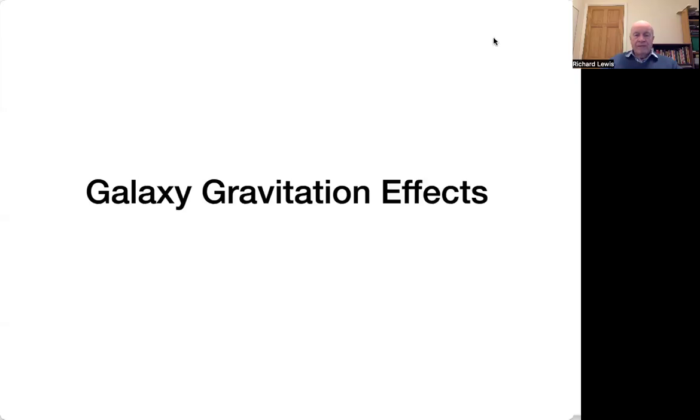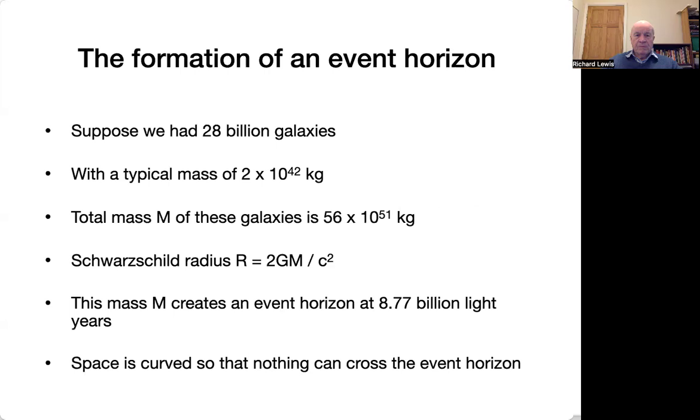Today, we're going to look at the effect of gravitation within the universe. And we'll take as a starting point 28 billion galaxies with a typical mass of 2.2 times 10 to the 42 kilograms. This is typical of the Milky Way or the Andromeda galaxy. And we take the total mass of these galaxies then is 56 times 10 to the power 51 kilograms.